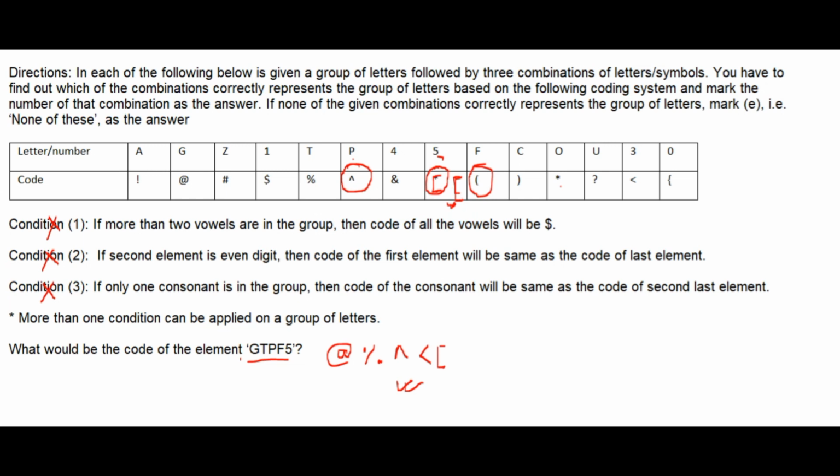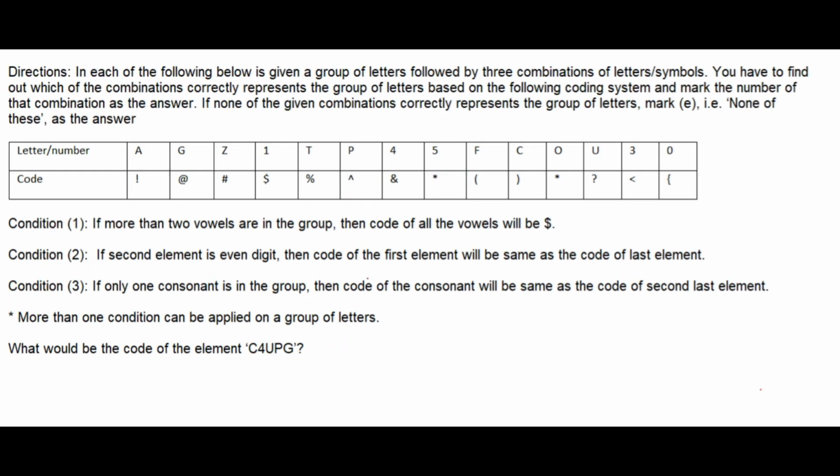Okay, now come to question number 5. Question number 5 will be what? C4UPG. Okay, C. What is the code of C? C will be coded as this symbol. Okay, fine. 4. You can see 4 is the second element. So the first element will be replaced by the last element.